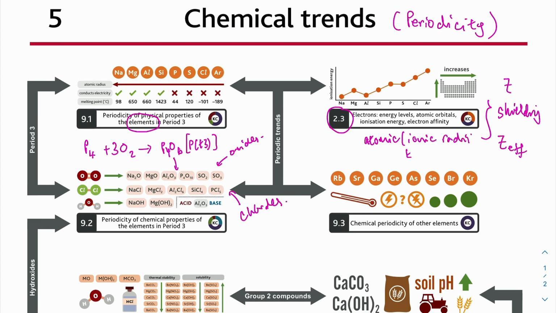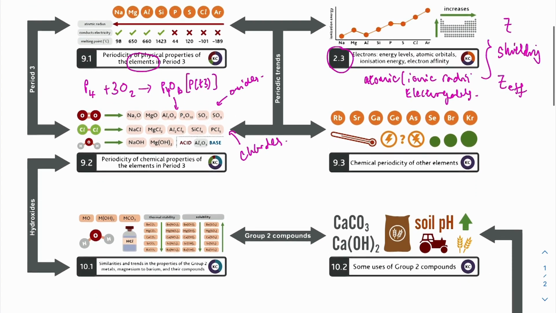They affect electronegativity as well, so things that we talk about in structure and bonding. And of course, you can use your periodic table to work out the electronic configuration, etc., because you fill in based on the difference in energy levels.